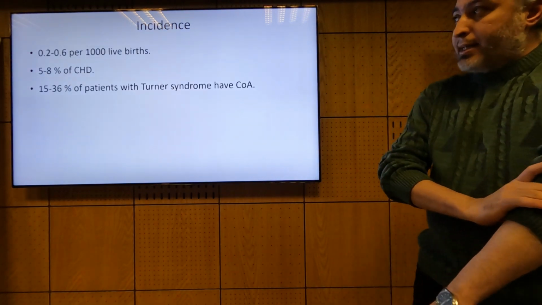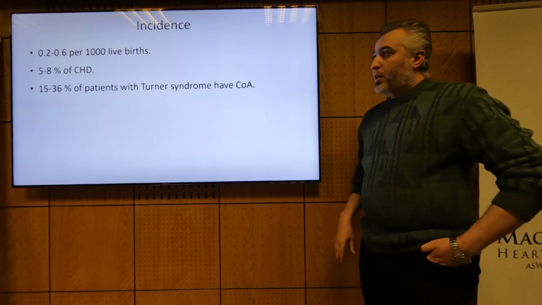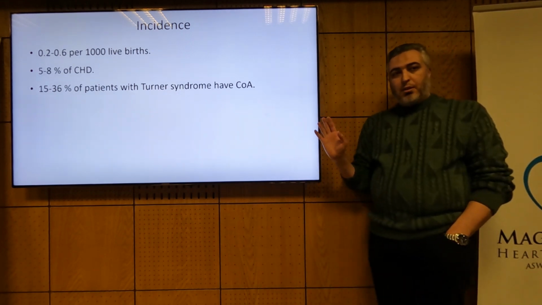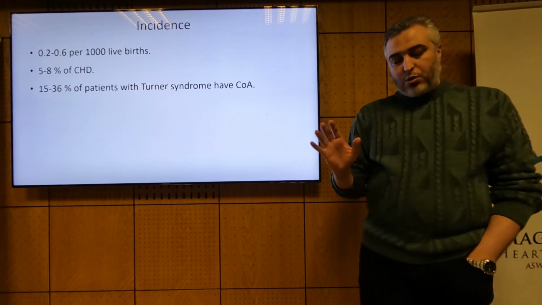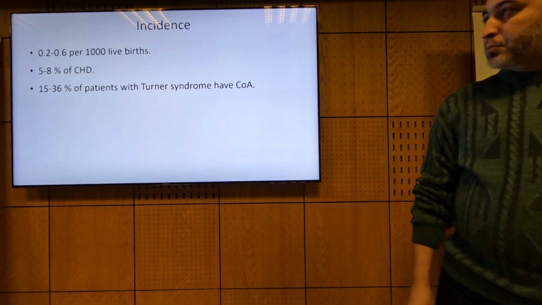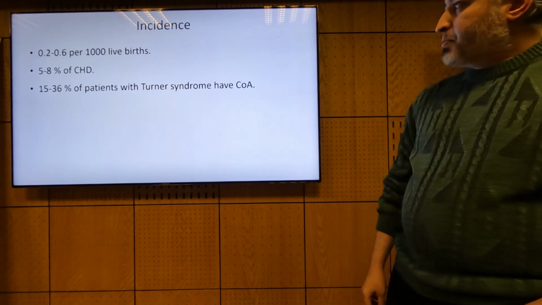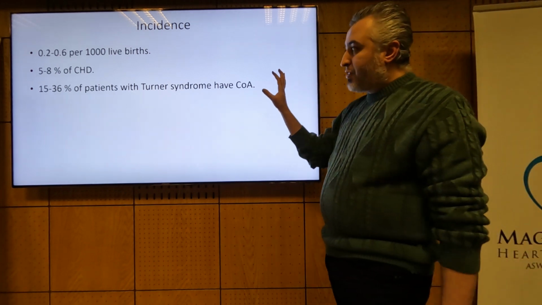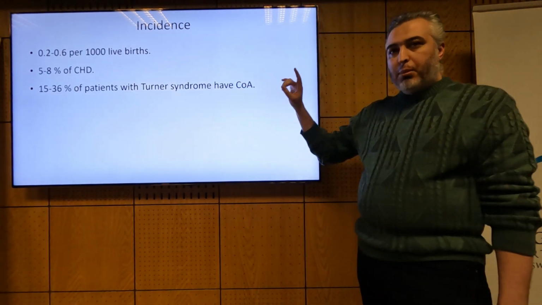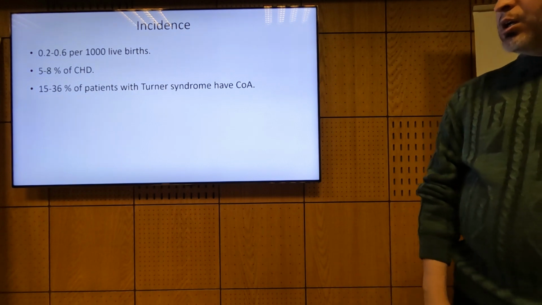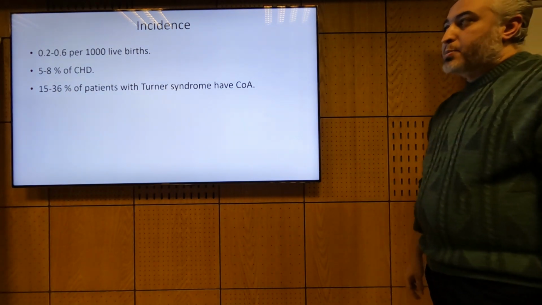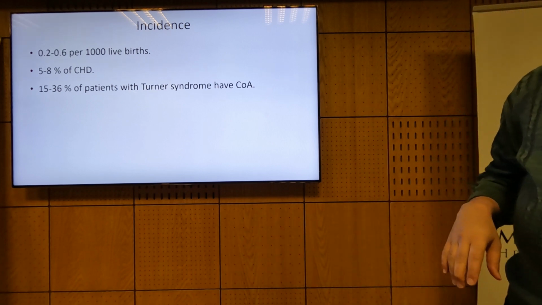This is not a rare disease, accounting for about 5% of patients with congenital heart disease. Sometimes it comes as an isolated lesion, but quite frequently it comes in association with other diseases. Patients with Turner syndrome have a really high incidence, up to one third of them might have aortic coarctation. And the overall incidence is about 0.2 to 0.6 per 1,000 live births.